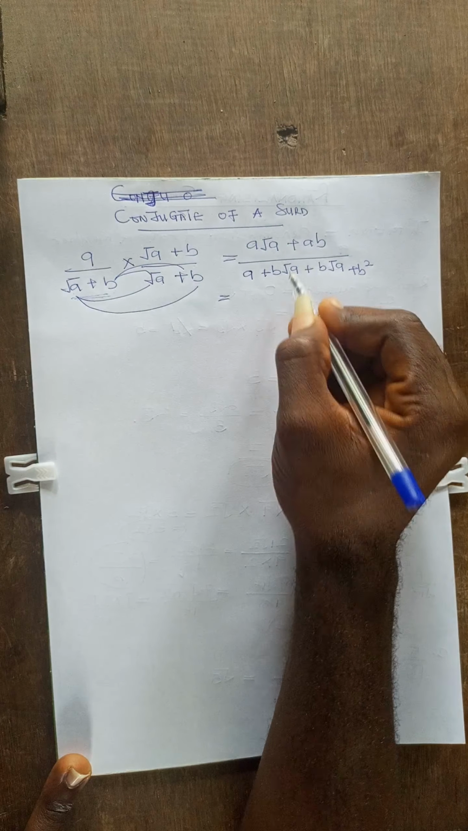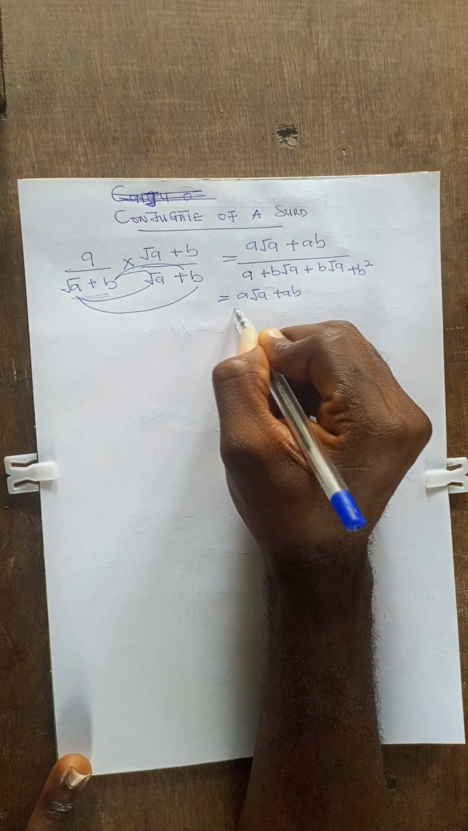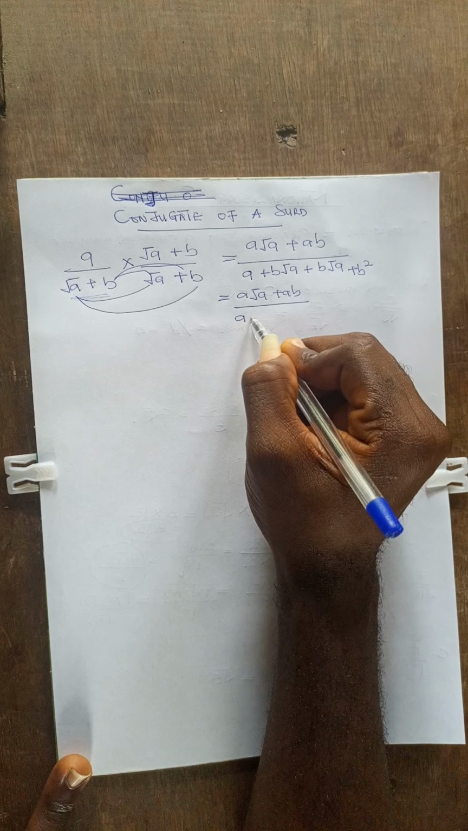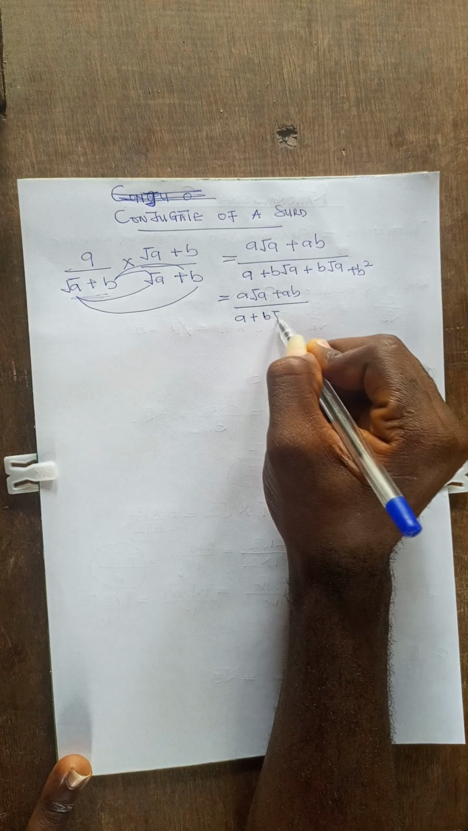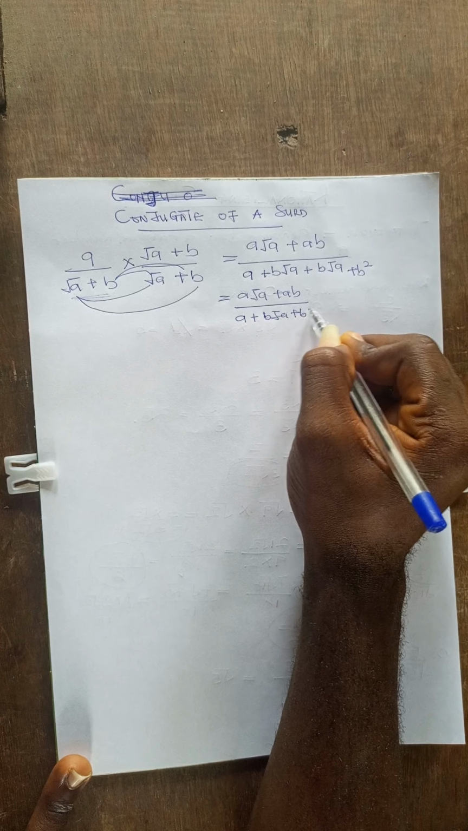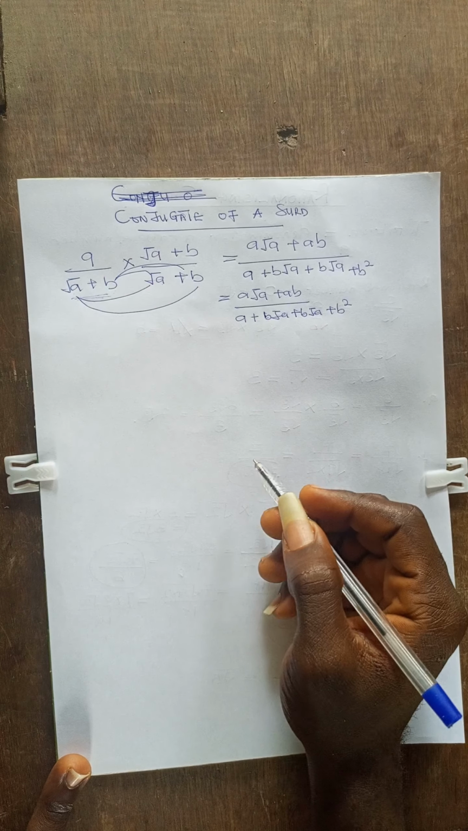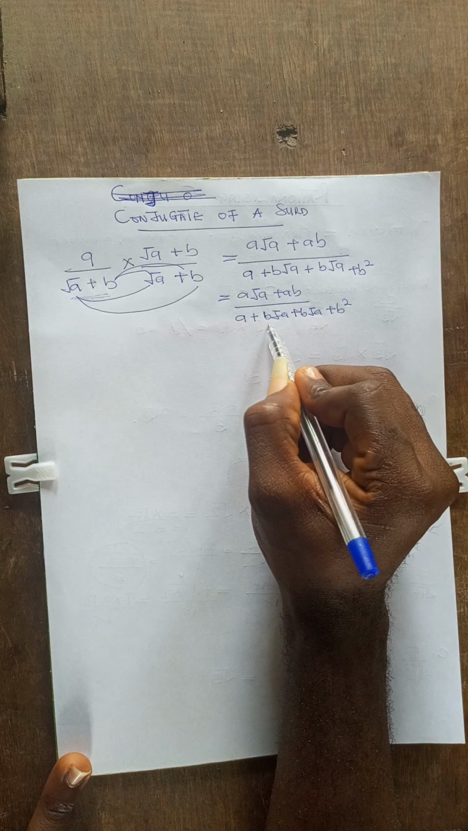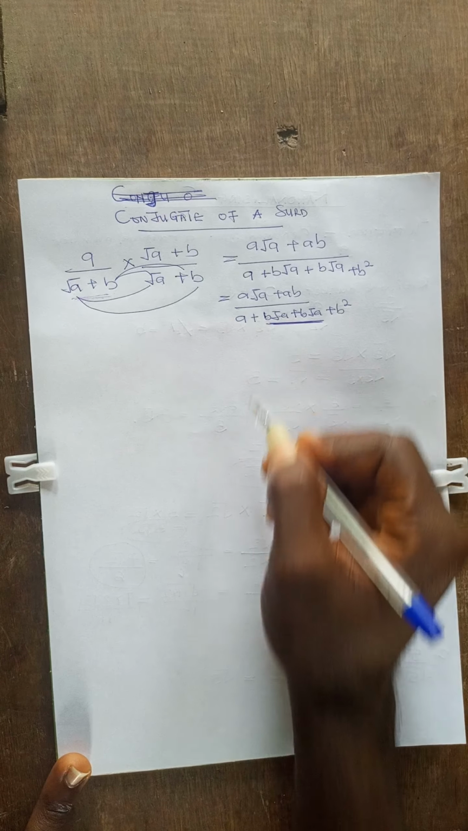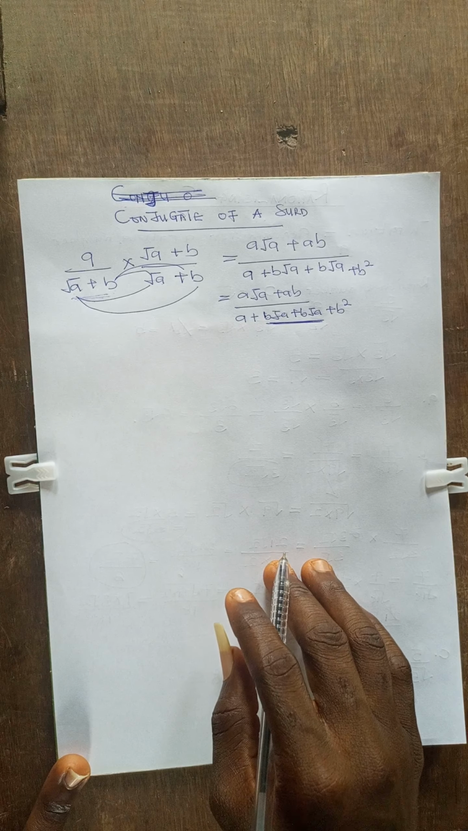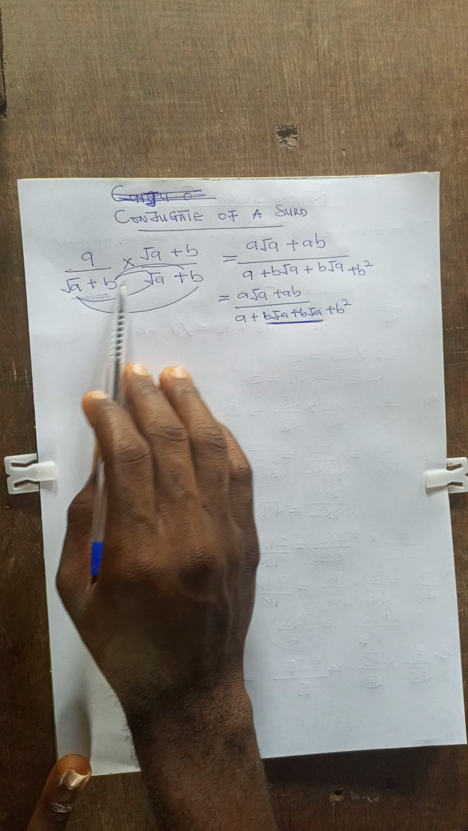If you decide to extend this one, you will get A root A plus AB all over A plus B root A plus B root A plus B square. Now, the main reason why we rationalize is because we want to remove this root. But if you look here, this root has not gone. The root is still there, which means it is not enough for us to just multiply this and this.